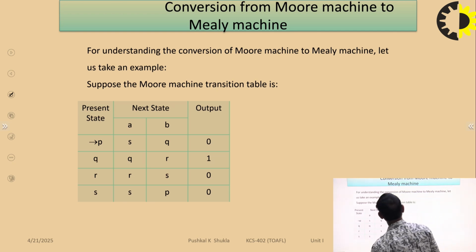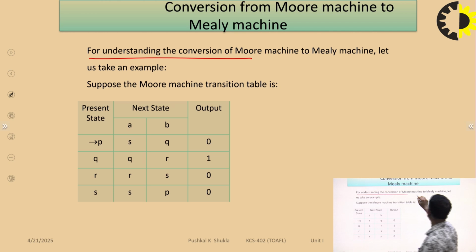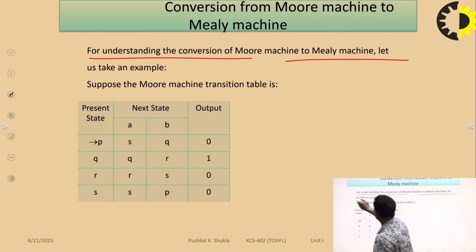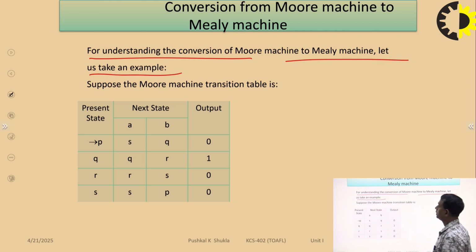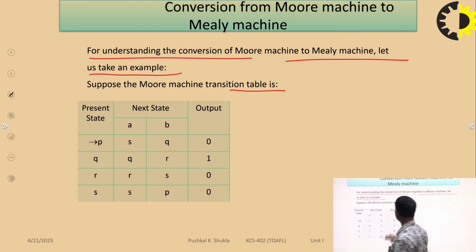Conversion from Moore machine to the Mealy machine. For understanding the conversion of Moore machine to the Mealy machine, let us take an example. Suppose the Moore machine transition table is here. In a Moore machine, the output is associated with the present state.